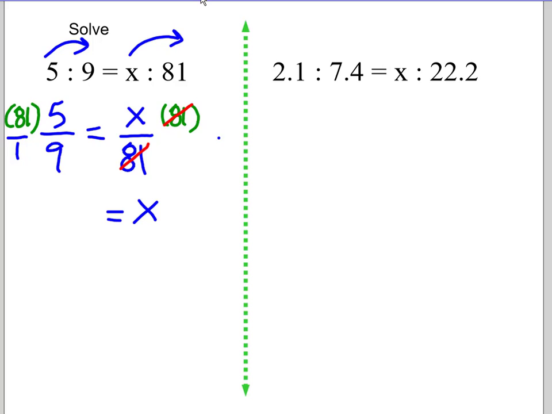I'm going to make my life a little bit easier. I'm going to do this division of 81 divided by 9. So these guys here, when we divide them, we end up with 9. Okay, and then all I'm left to do is multiply 9 times 5, and I get the answer of 45, which is the value of x.